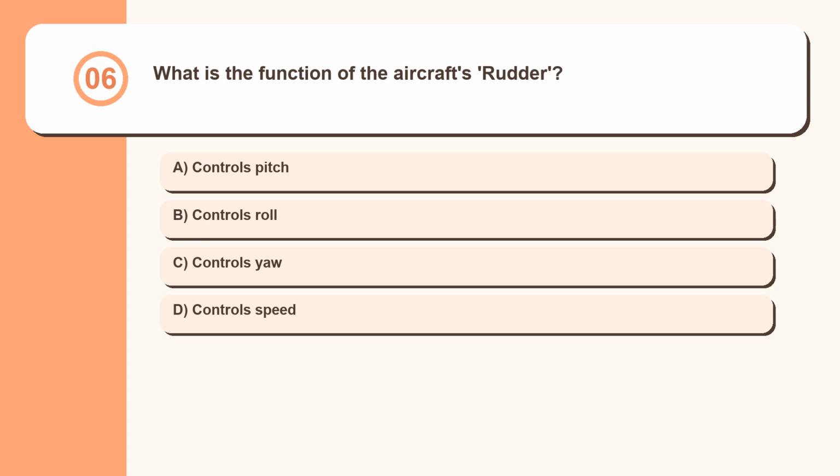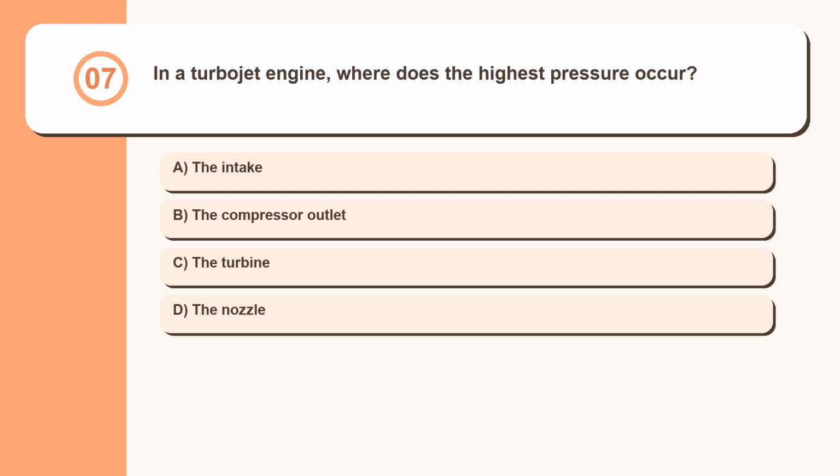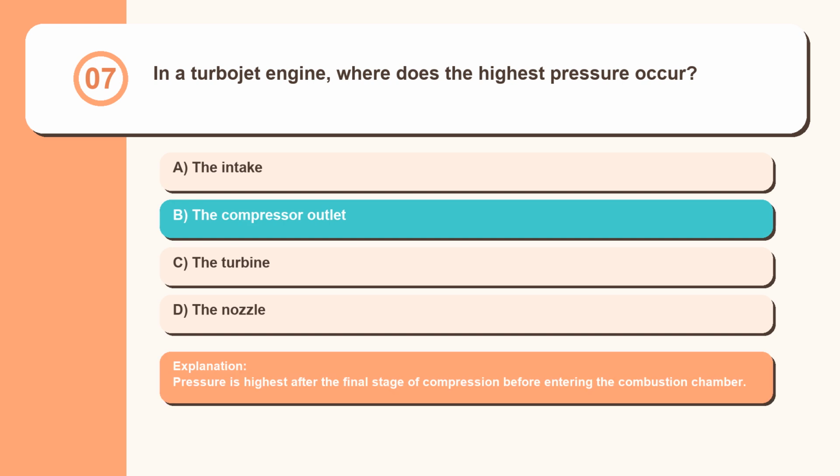Question 6. What is the function of the aircraft's rudder? Controls pitch, controls roll, controls yaw, controls speed. The rudder, on the vertical stabilizer, controls movement around the vertical axis, yaw. Question 7. In a turbojet engine, where does the highest pressure occur? The intake, the compressor outlet, the turbine, the nozzle. Pressure is highest after the final stage of compression before entering the combustion chamber.